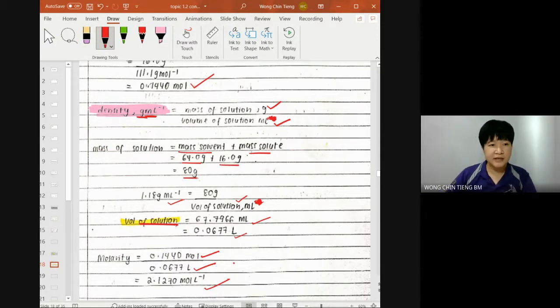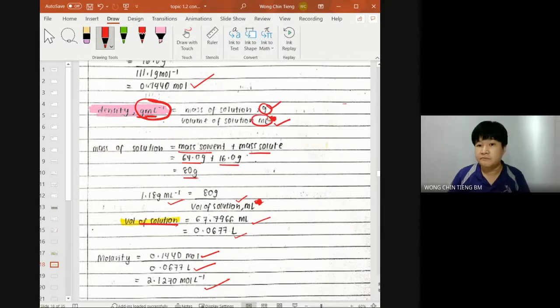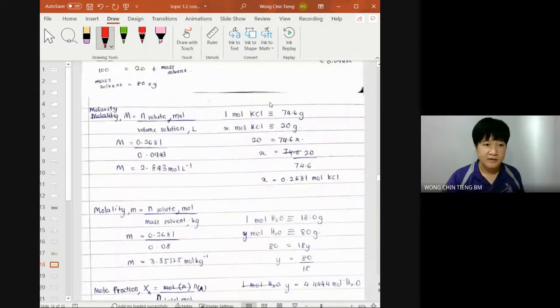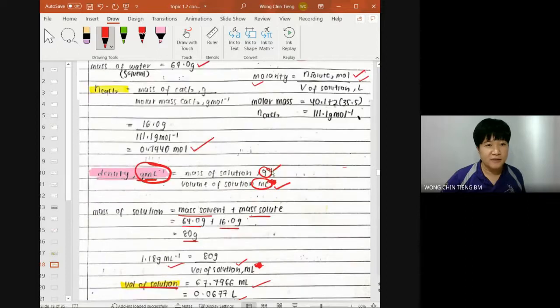Antara yang saya minat adalah ini. Okay. Dia tulis kat tepi, unit dia adalah gram per mililiter ke liter, lepas tu dia masukkan kat sini. So, I'm happy with it. Very happy. Okay. I love this answer. Jelas. Okay. Disebabkan soalan dia sangat jelas, jawapan dia sangat jelas.